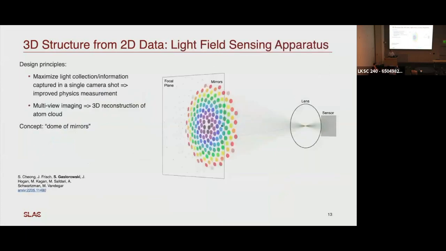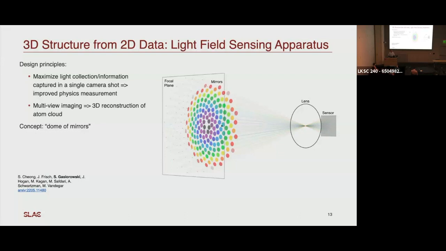At SLAC, we developed a particular sensing apparatus motivated by this idea of going from 2D data back to something 3D. The design principles are maximizing the light collection, and, given some experimental constraints, doing this in a single camera shot. Then there's also multi-view imaging, which lets us do a 3D reconstruction of the atom cloud. This concept is a dome of mirrors, which I have pictured up there.